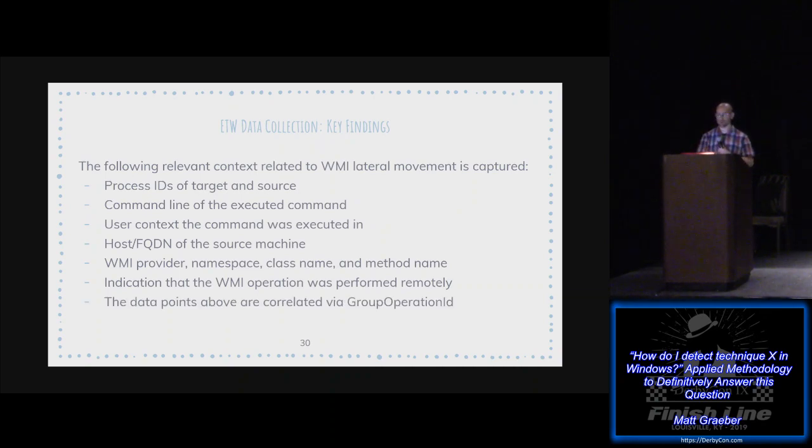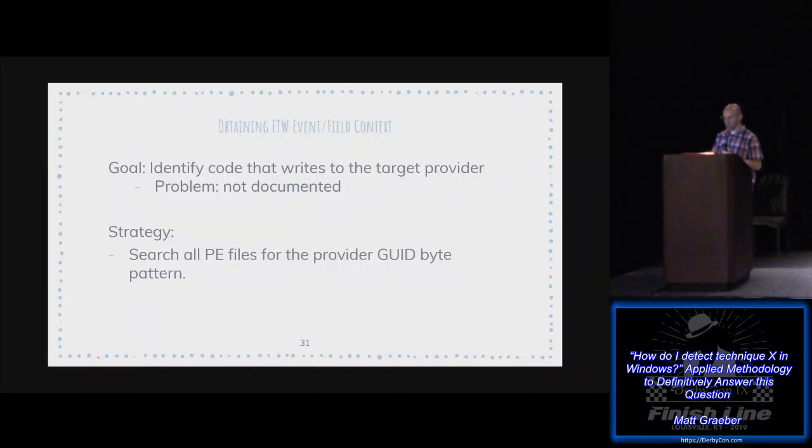So validation that Win32-based lateral movement was performed. We get an indication that the WMI operation was performed remotely via the isRemote field. So super valuable stuff right here, which unfortunately is not consumed by the event log. But there are ways that we can tap into it. All right, so how would we go about obtaining this context?